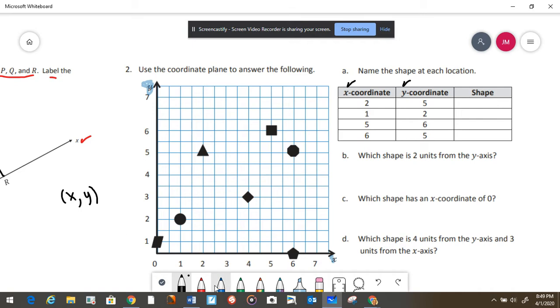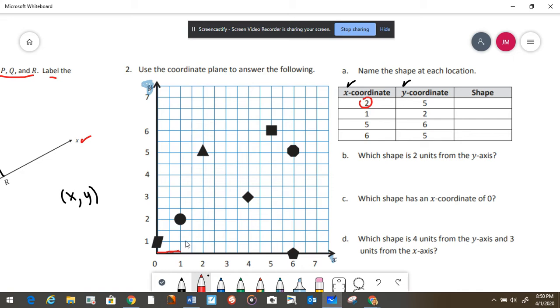When you're looking at a coordinate plane like this one, you do the same thing. For example, let's say we have to find the coordinates. It says right here, use the coordinate plane to answer the following. Name the shape at each location. All right, so let's look at the location. Here is the x. So the x will go this way to the right. Like I said, the x goes first, and then 5 will be up. So that will be 5.